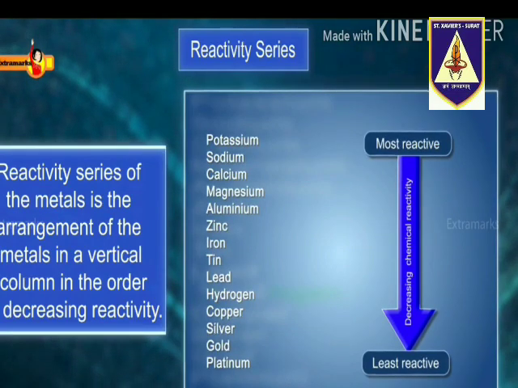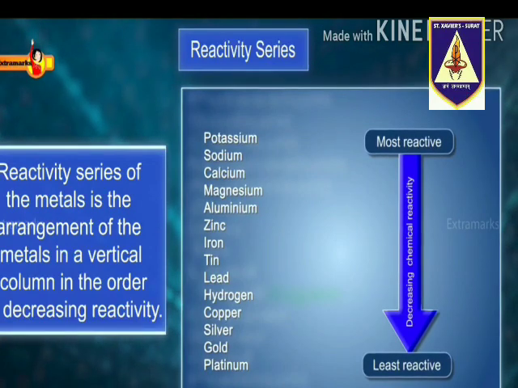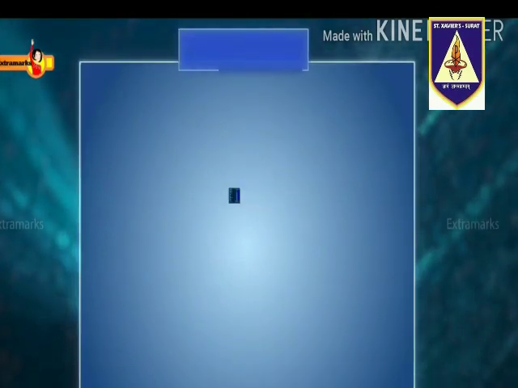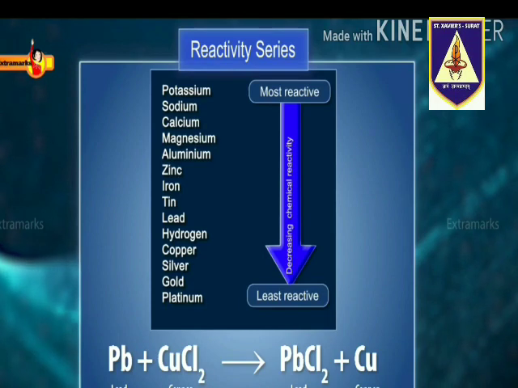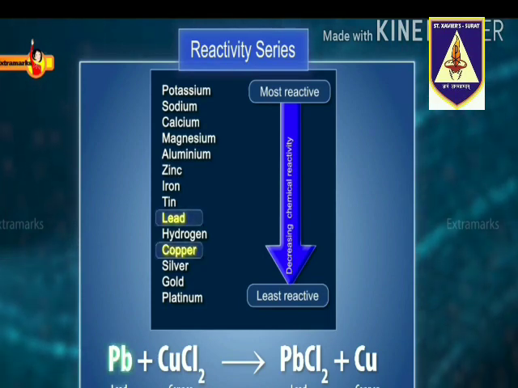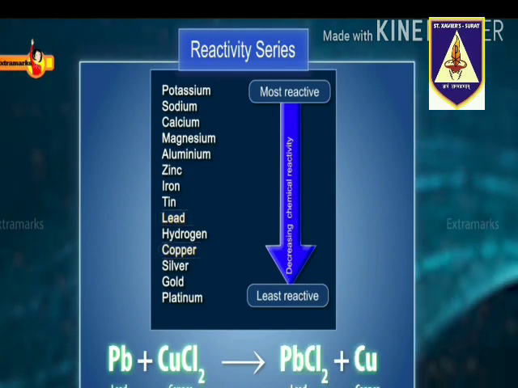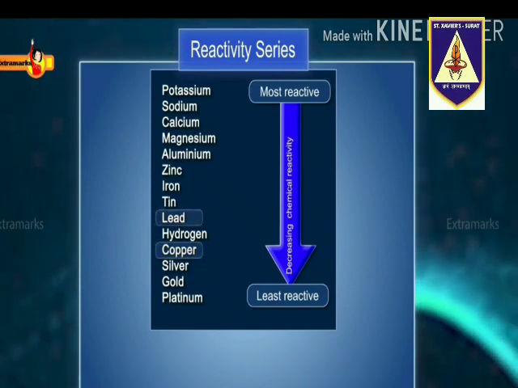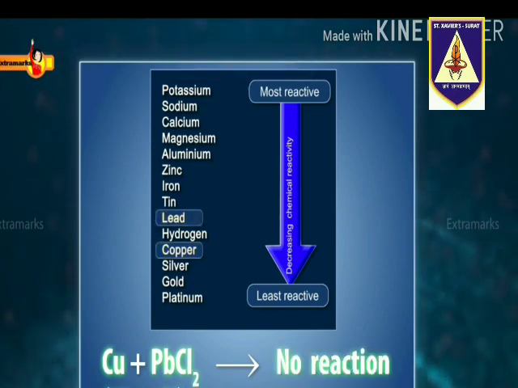So, metals which are placed above in the reactivity series displace another element from its compound which is placed below it in the reactivity series. Now you know about the reactivity series. Predict the products formed in the first reaction. When lead is made to react with copper chloride solution, lead chloride and copper are formed. It means lead has displaced copper from its salt. Whereas in the second reaction, copper cannot displace lead from lead chloride solution as copper is less reactive than lead.